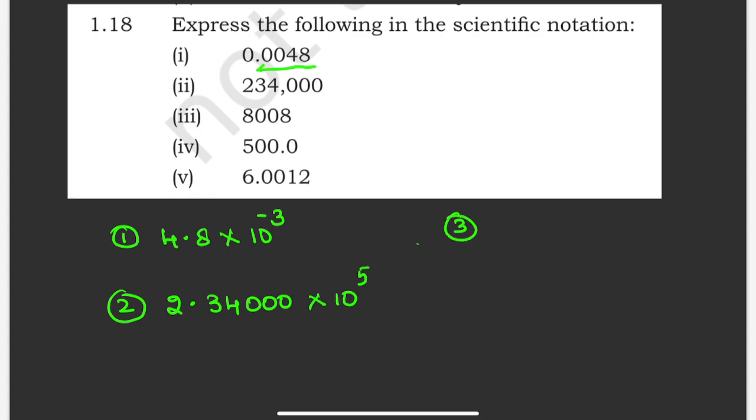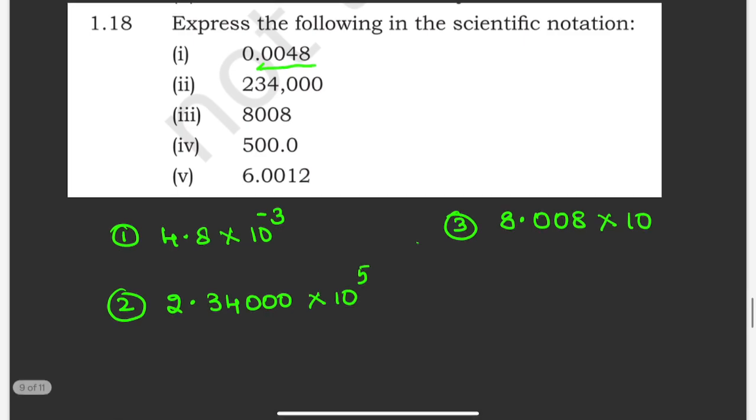8008. So there is no decimal. So after the first digit, we will write the decimal. 8.008 into 10 to the power of. So here, how many places have we moved the decimal point? 1, 2, 3 places, and it is towards the left side. So it will be 10 to the power of plus 3, or just 3.